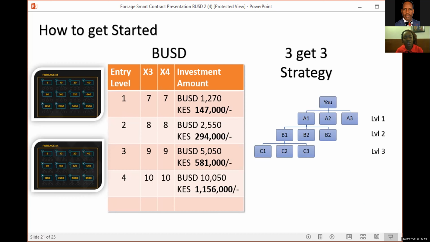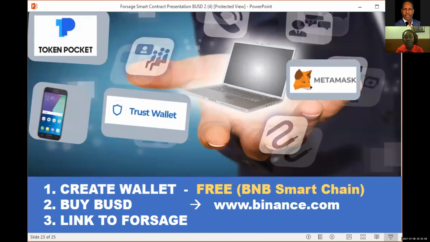We also have the 3 get 3 strategy. And once again, we just want you to win. We just want you to succeed. So we have several things that we can put together for you to help you start with a flash and eventually win, so that you can share your story with the rest of the world.